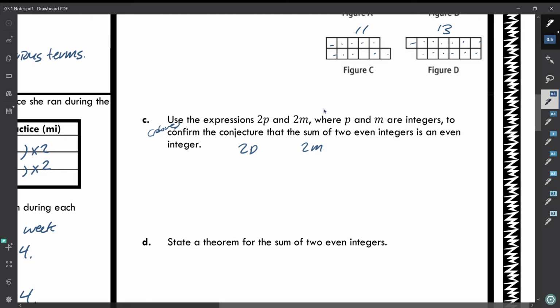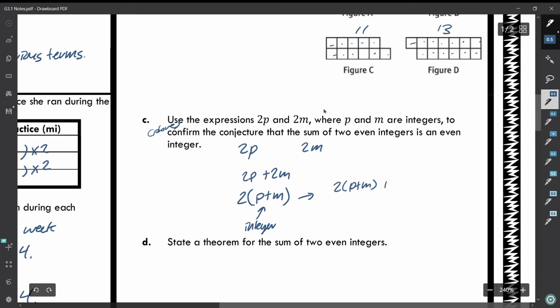Okay, so sum means add, so we'll add 2p plus 2m. Okay, what do they have in common? They both have a 2 in common, so we can factor out this 2, basically the reverse distributive property. When I do that, I'm left with p plus m on the inside of my parentheses, okay? This is an integer. So 2 times any integer gives me an even number. So 2 times the sum p plus m is even because it is multiplied by 2.